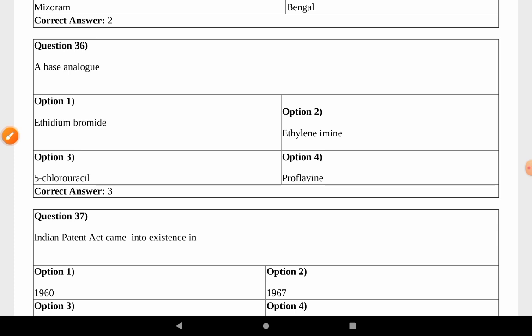Our next question is a base analog. Option 1 ethidium bromide, option 2 ethylene imine, option 3 5-chlorouracil, option 4 proflavin. So the correct answer is option 3, 5-chlorouracil is a base analog.